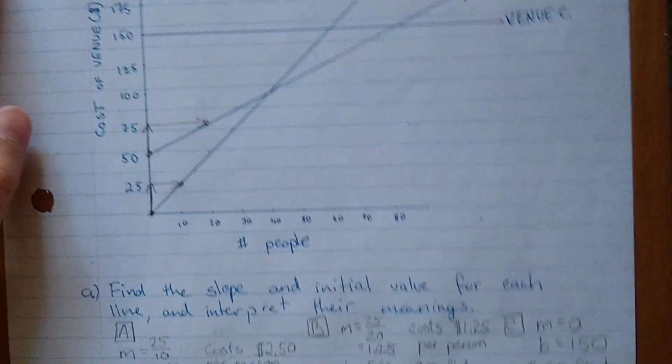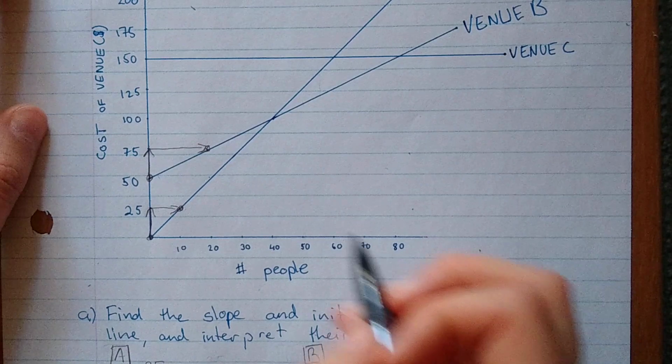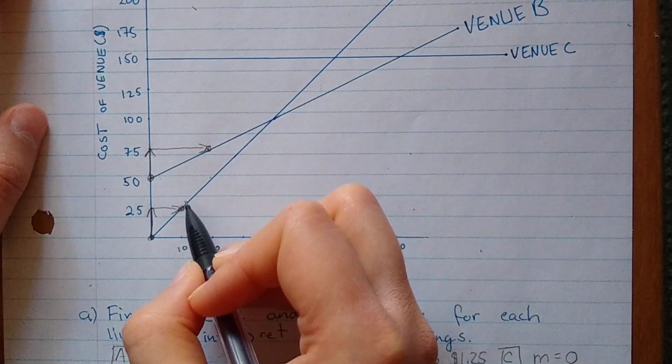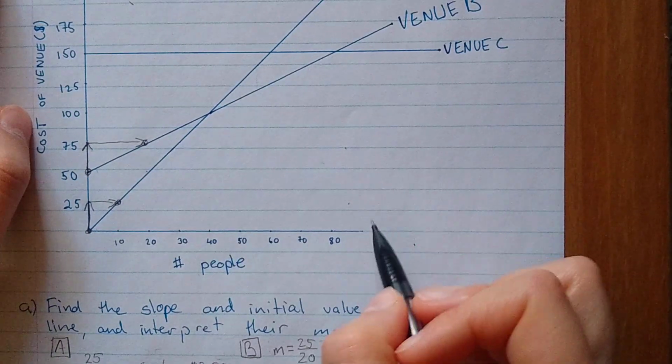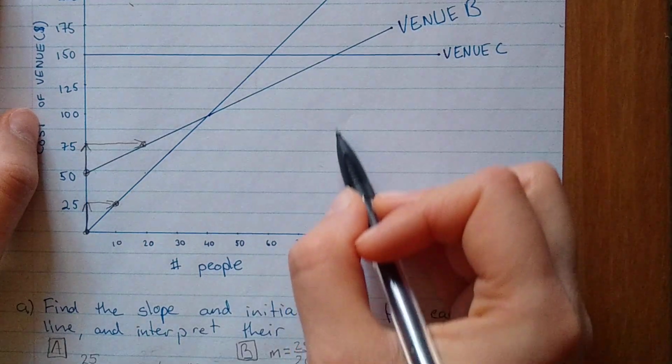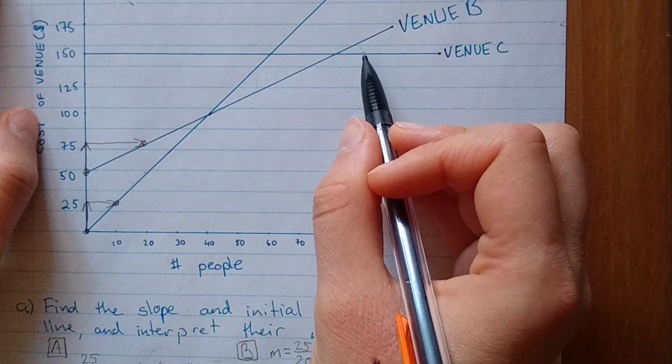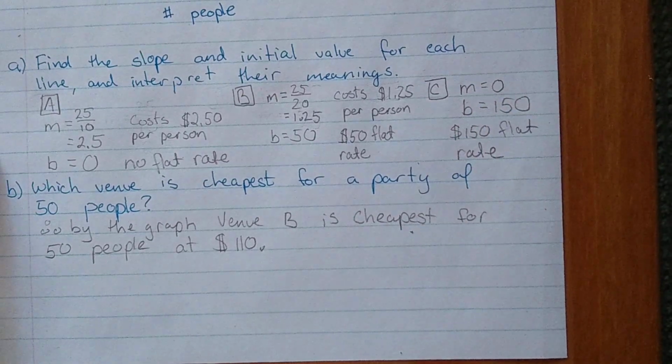And if we had picked a different number of people, say 10 people, A would be the cheapest. If we had picked 80 people, you would see that eventually venue C is the lowest, so that becomes the cheapest. So it really depends on how many people you are having at this party.